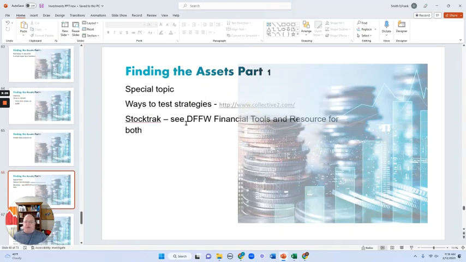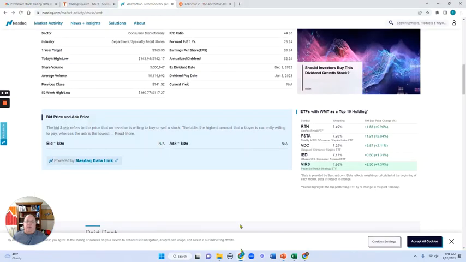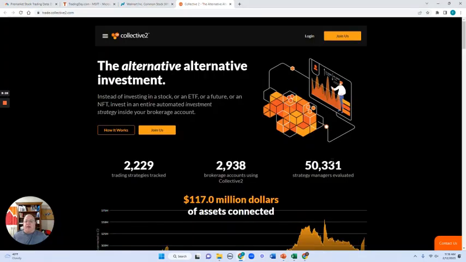So, special topic, this is kind of fun, a freebie I throw in there. One place you can go that's pretty fun if you want to test your own strategies out is a place called The Collective. You can also do StockTrack. Both of them are resources on the Dr. Frank's Finance World, but let's see what The Collective looks like. So it looks like this.